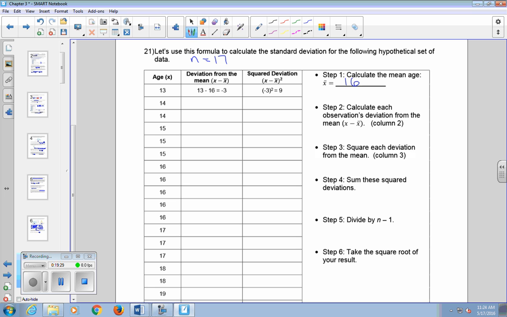The second column here is the deviation from the mean. So we're looking at the data point in row 2, which is 14, and how far away it is from our mean of 16. And we have that it's -2. In other words, it's 2 away, but it's below the mean. Again, pause the video, and I am going to fill in the rest of this chart.